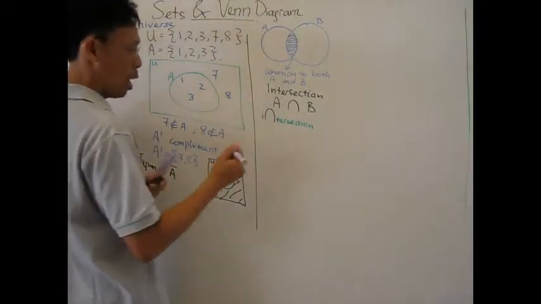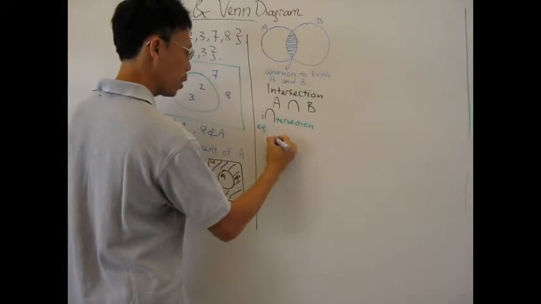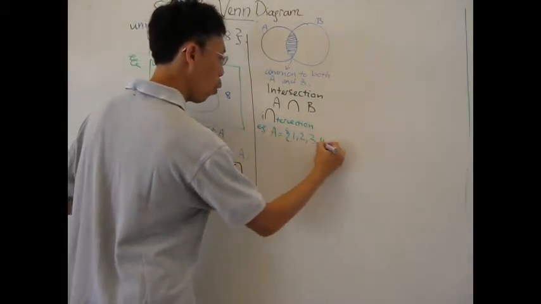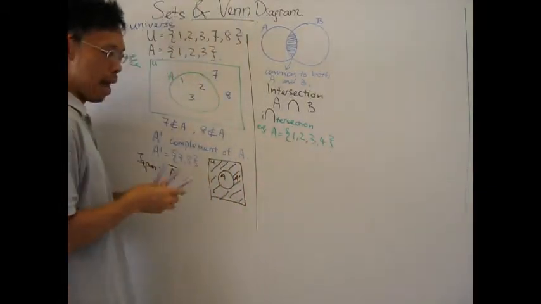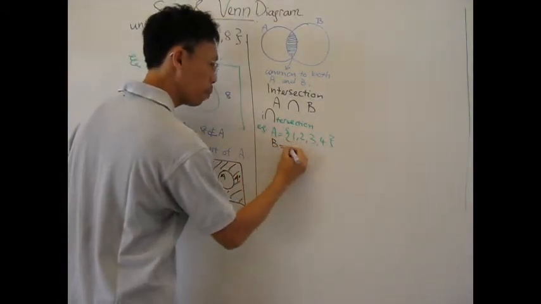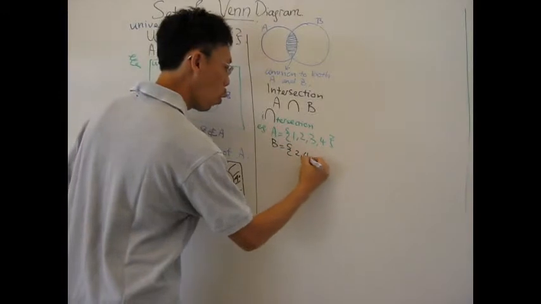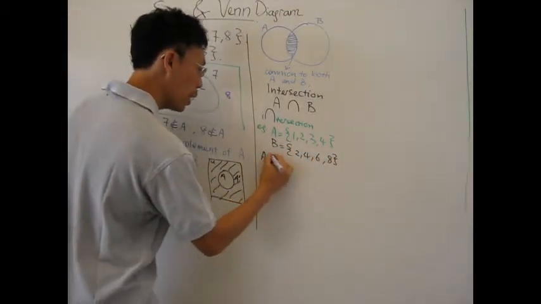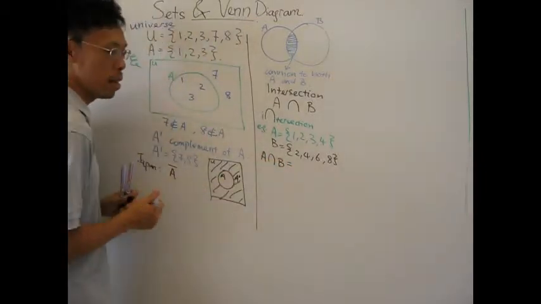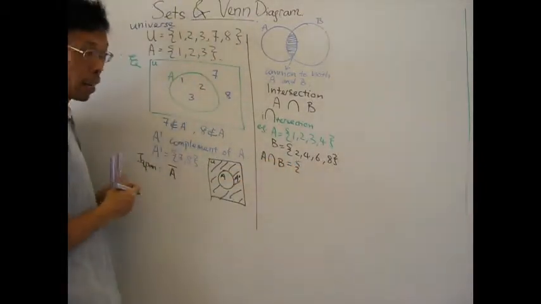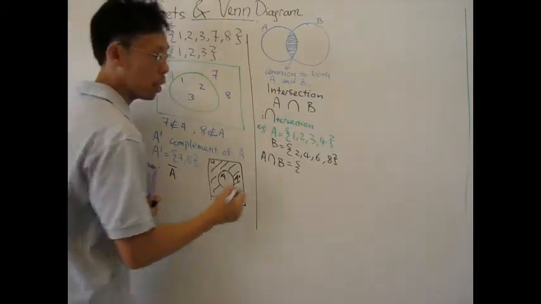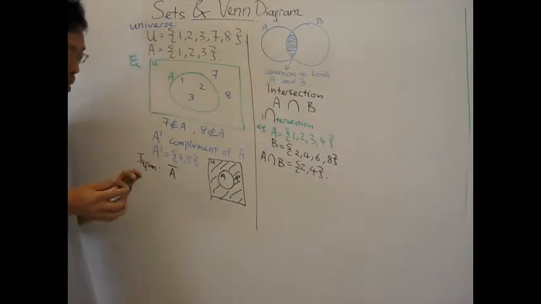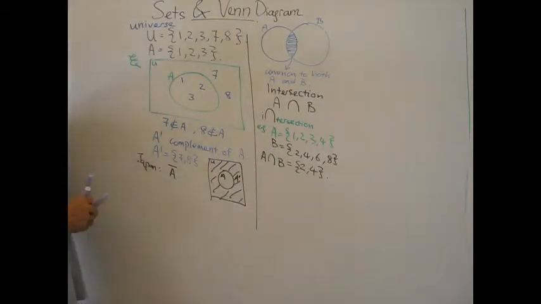So for example, if A is 1, 2, 3, 4 and B is 2, 4, 6, 8, and you ask what is the intersection between A and B, the answer is very clear now. They only share 2 things, 2 and 4. So these are the intersection. Another concept that we deal with is this.